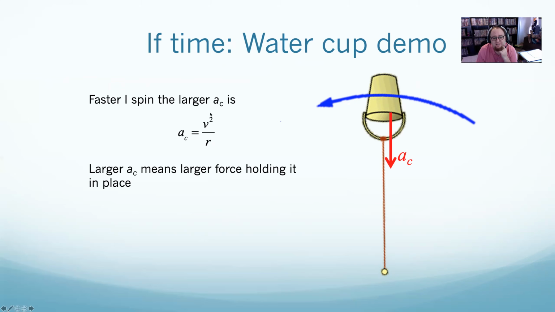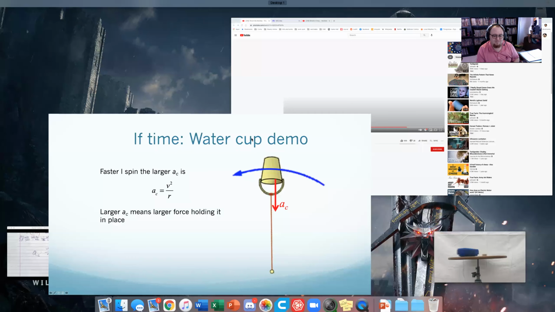What's going to happen is the faster I spin it, the larger a sub c is. And a sub c might point down. But if a sub c is pointing out, because there's a force holding it in place, the larger a sub c is, the more it's going to hold something in place.